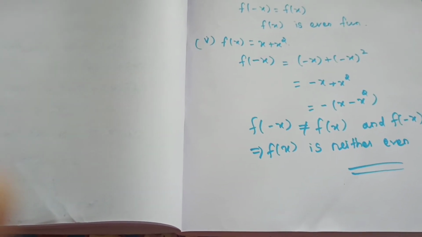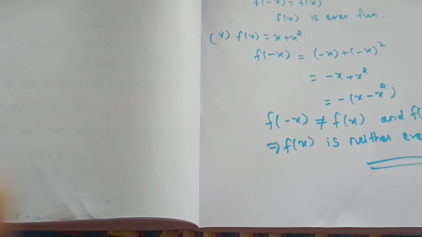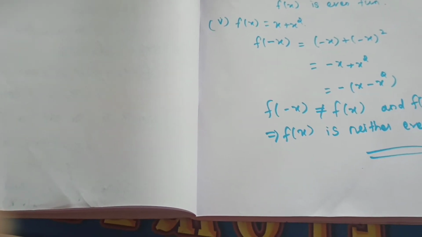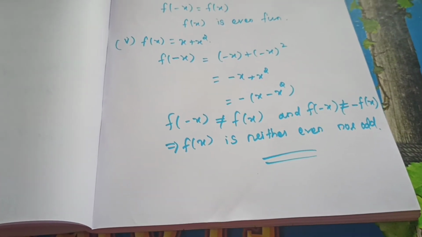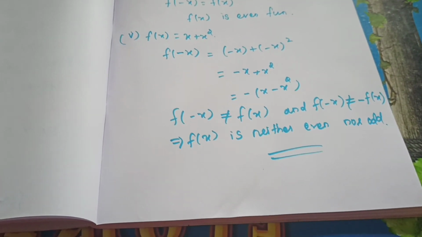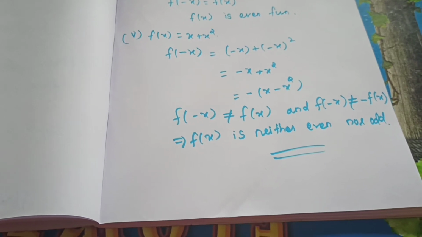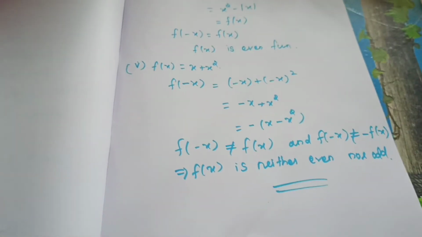So we just need to check: f of x is equal to what, and f of minus x is equal to what you are obtaining. If f of minus x is equal to f of x, then you will say it is an even function. If f of minus x is equal to minus f of x, it's an odd function. If neither holds, you will say it is neither even nor odd.